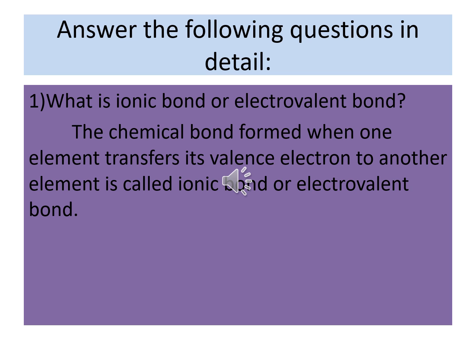Answer the following questions in detail. First one, what is ionic or electrovalent bond? Explain the formation of this bond in sodium chloride. First we write this answer. The chemical bond formed when one element transfers its valence electron to another element is called ionic bond or electrovalent bond. Listen. Write fast, children. Read and write.